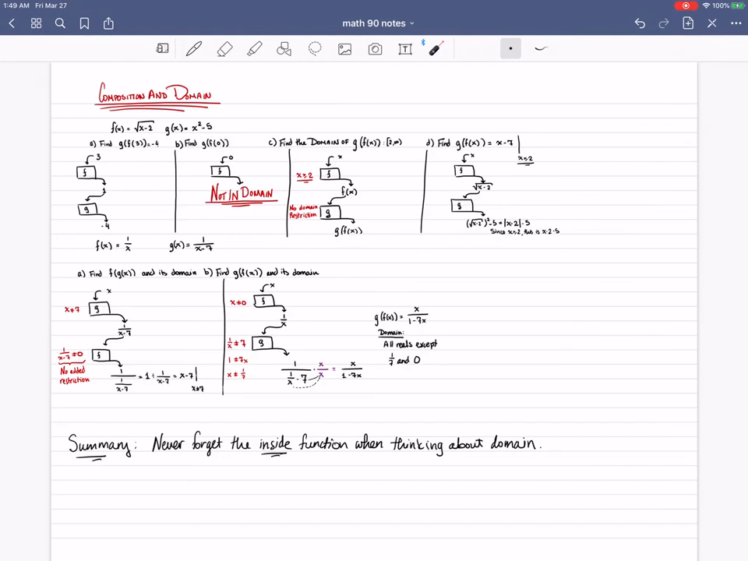But when you get to that time when you are no longer drawing those diagrams and you're going straight into this sort of algebra and you're looking at the domain, never forget that if your input doesn't satisfy the domain of the inside function, it would have been rejected by that inside function and it would have never made it through the rest of the composition. So that's my reminder. Never forget the inside function when thinking about domain.